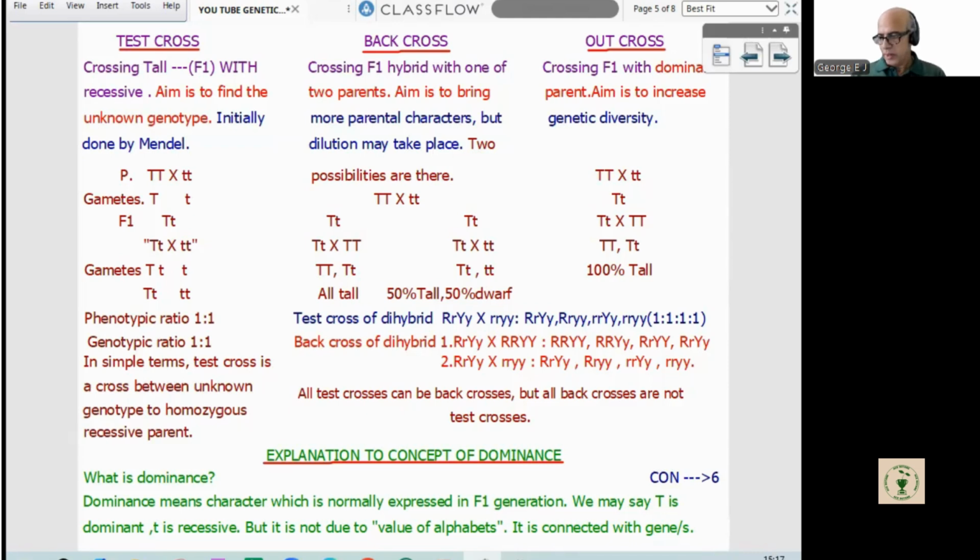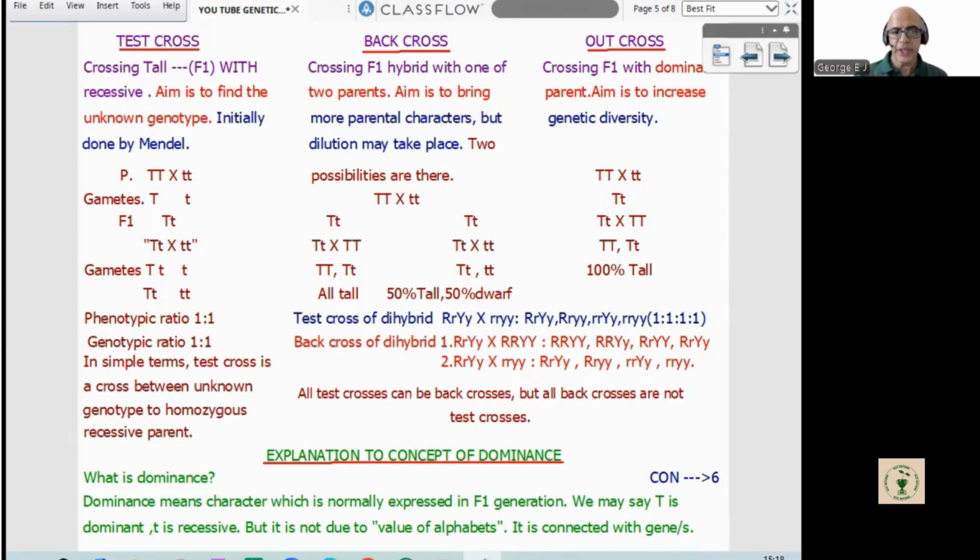Now comes explanation to the concept of dominance. First, we should know what is dominance. Dominance, classical definition, is the character which is expressed in F1 generation. When we represent it in alphabetic manner, we will be representing it as capital T and small t. And you may think if capital T comes dominant, small t comes recessive. That is only alphabetic representation.